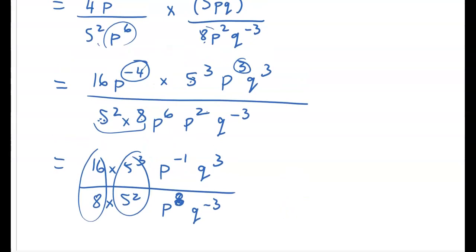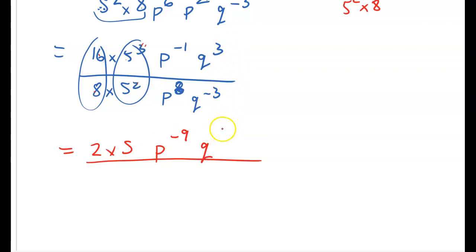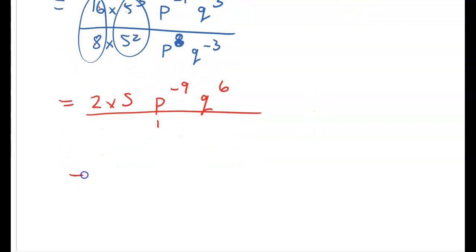Now you don't have to do this. You could have, particularly as this is a calc section, actually just worked out 16 times 5 cubed here, and similarly 5 squared times 8. Work them out on the calculator, and then simplify that fraction in that way. So my choice was to go like this, so then I can go 16 divided by 8 is 2, and so that part's 2, and then I've got this divided by this is 5. This makes it a bit easier. This becomes p to the power of negative 9, and this becomes q to the power of 6, and actually that's all divided by 1.